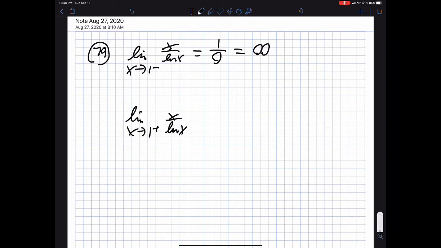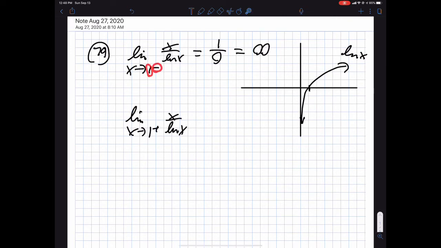What does the ln function look like? This is something that you have to just know. It's got to be part of your math vocabulary in a sense. So you should know ln looks like that. So what are we doing? We're approaching 1 from the left.